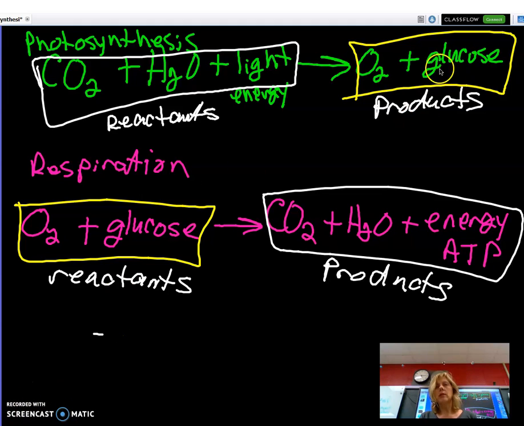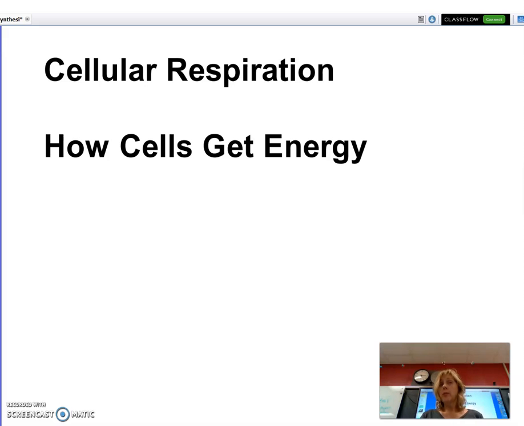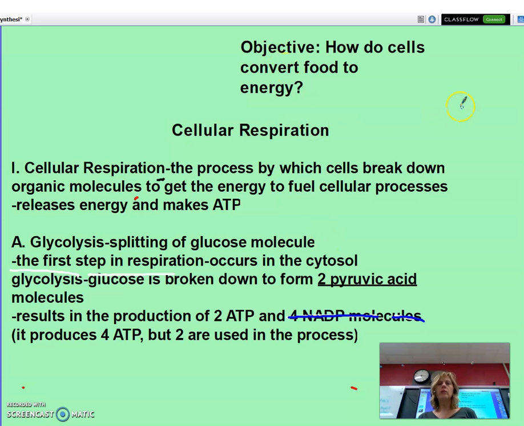So plants obviously make this glucose, we get it in other ways. So, cellular respiration: how cells get energy. The objective here: how do cells actually convert food to energy? As I mentioned earlier, it's very much the same whether we're talking about plants, animals, algae, or bacteria. It tends to be very, very similar throughout all of the Earth's living things. So the process evolved, we believe, very early on in the simplest of organisms. Cellular respiration is the process by which cells break down organic molecules to get energy to fuel cellular processes.